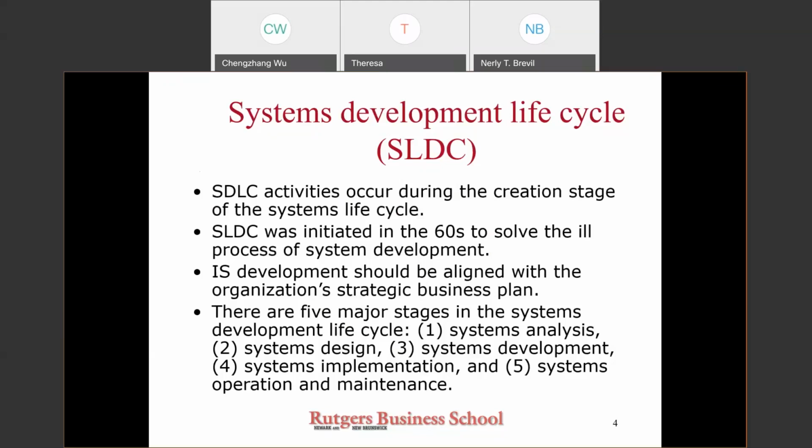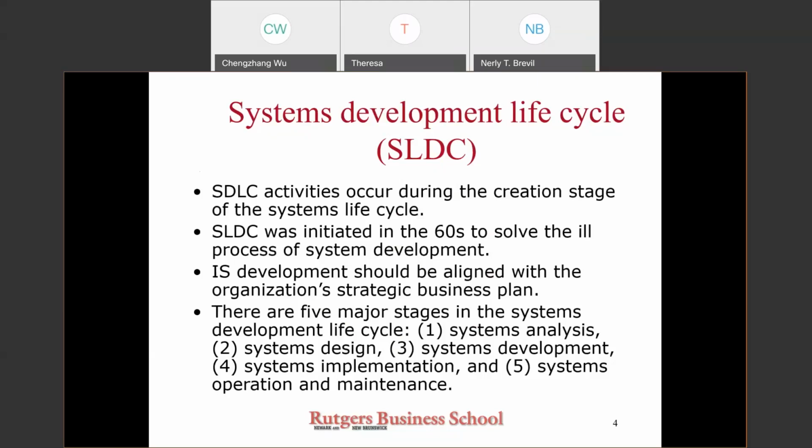Well, in the early days of computing, in the 1950s or early 1960s, applications were developed as needed with little planning. More often than not, haphazard systems development resulted in erroneous applications that were delivered behind schedule and over budget.